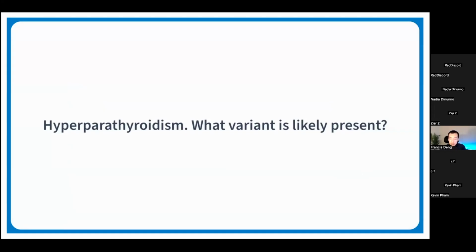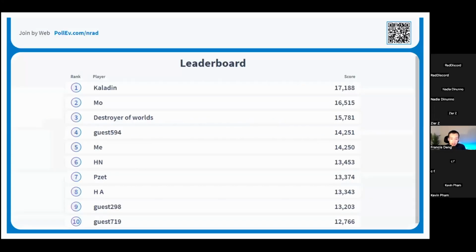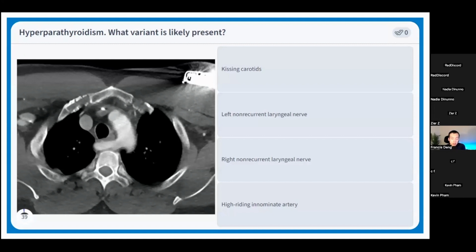This is a patient who has hyperparathyroidism. What variant is likely present? So I'm showing you the arterial phase image on a multi-phase 4D CT obtained for parathyroid localization. What variant am I showing you, and what variant is that associated with? Ignore the pacemaker and the pacemaker lead that's in the artery, or the vein, sorry.